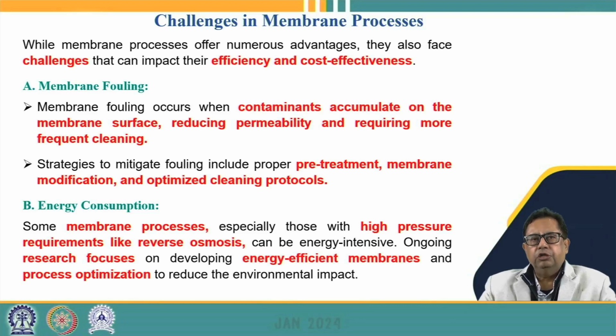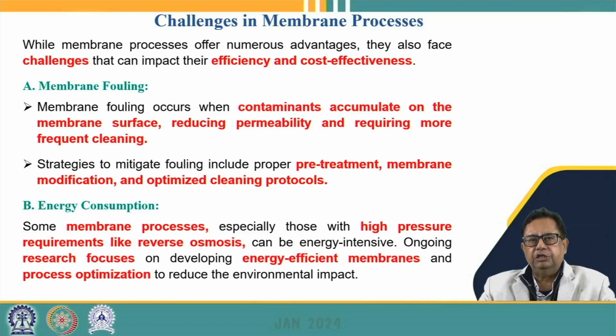So membrane fouling occurs when the contaminants accumulate on the membrane surface. So they reduce the permeability of the membrane and it requires frequent cleaning. If we have a lot of contaminants present in the water or wastewater, they will start accumulating onto the membrane and they will not only reduce the permeability, but also reduce the amount of flux that passes through the membrane, and hence it will require more frequent cleaning, or it may even require changing of the membrane also.